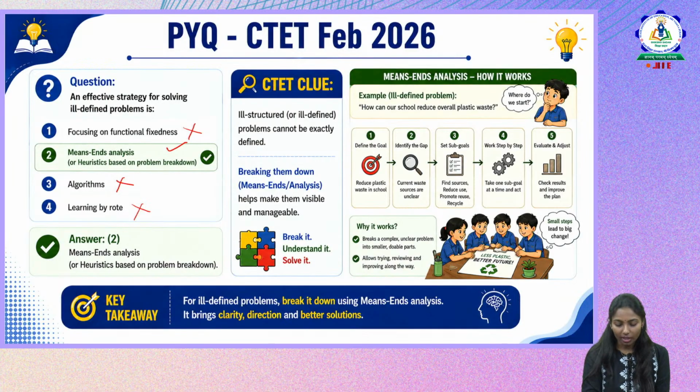Then slowly, by achieving small goals, we try to achieve the bigger goal. So you can remember means-ends analysis as breaking a complex, unclear problem, it's an unclear problem, not a clear problem, or an ambiguous problem, into different smaller doable goals. Okay, so this is about that.